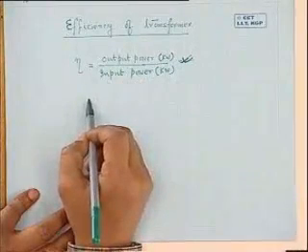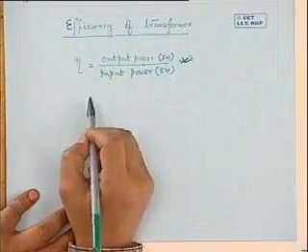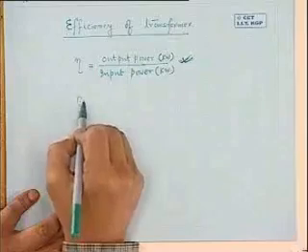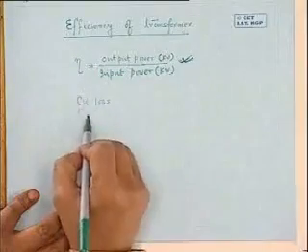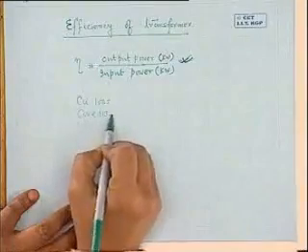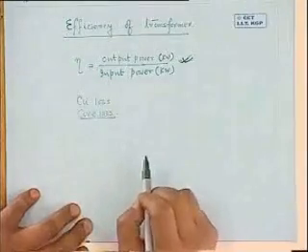So in a transformer, in general, two major losses take place. These are the most important losses. One is called the copper loss, and the other is the core loss.